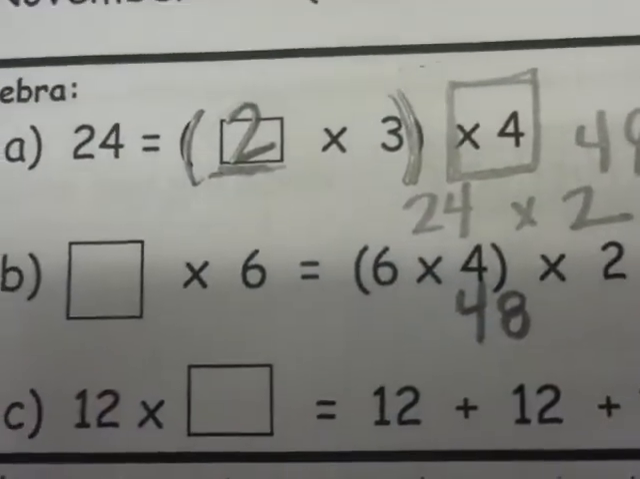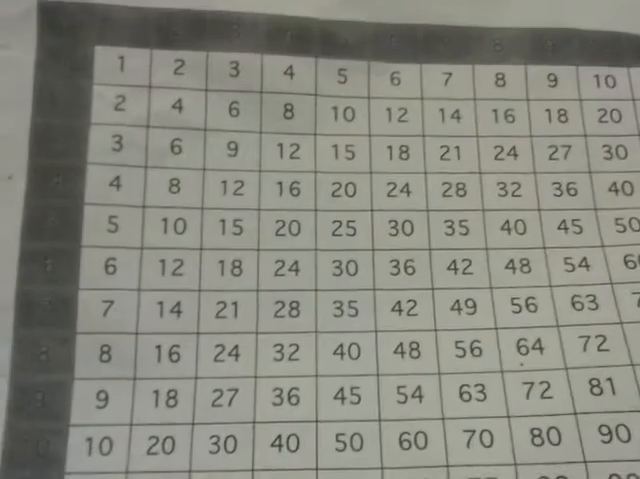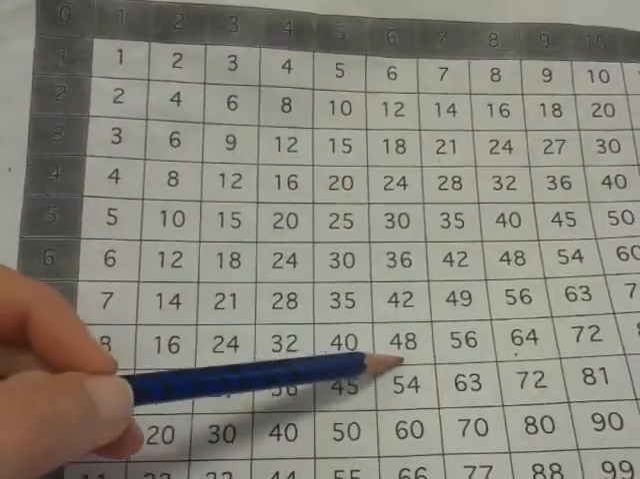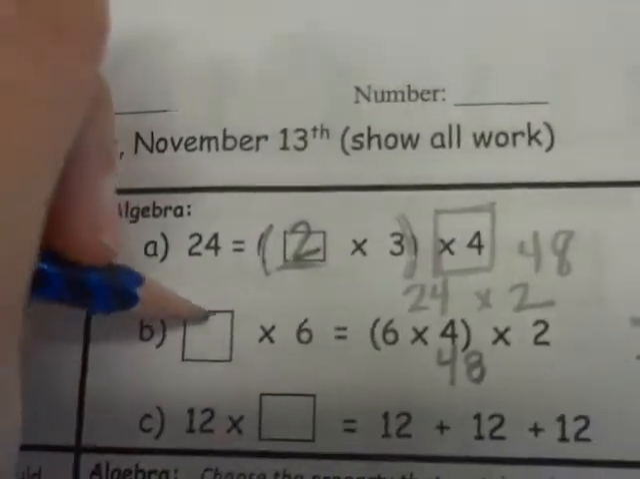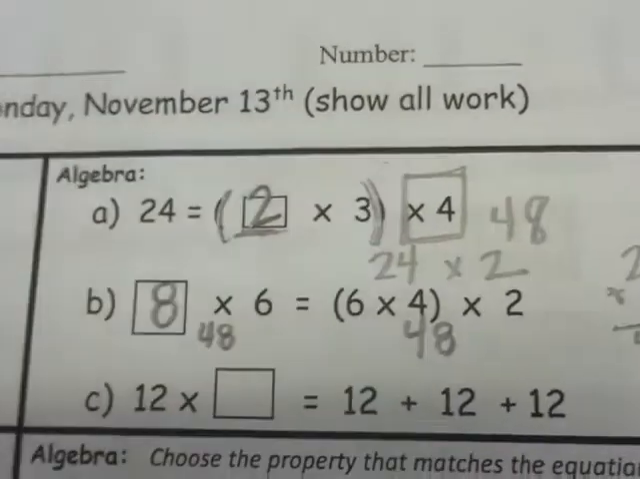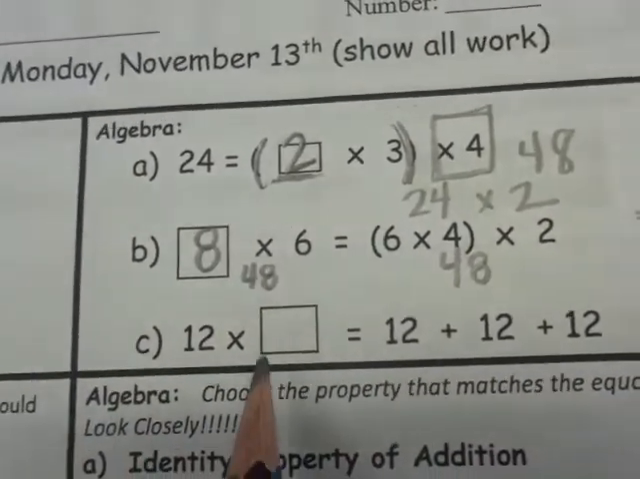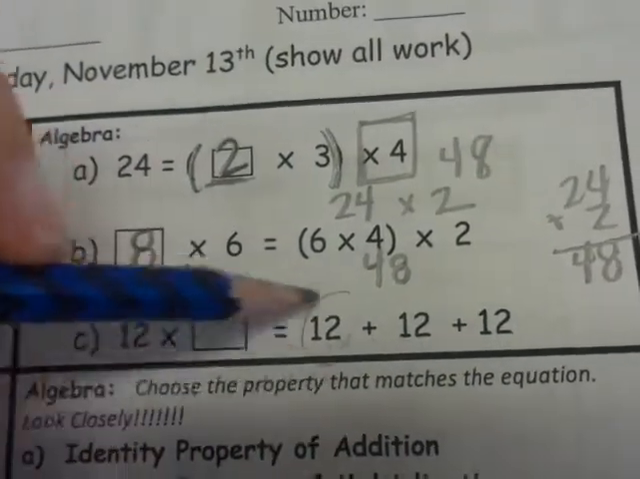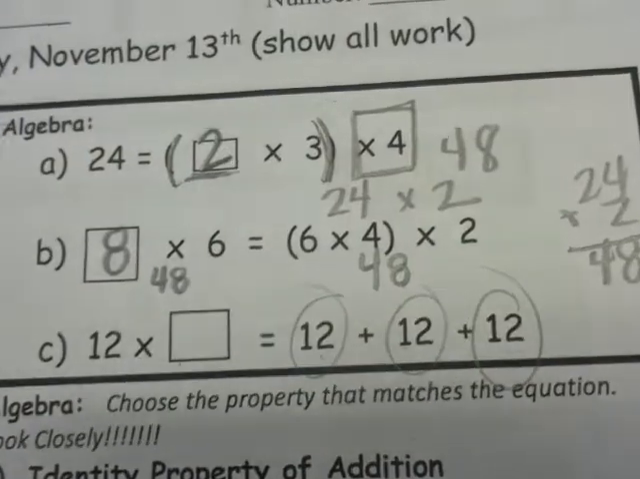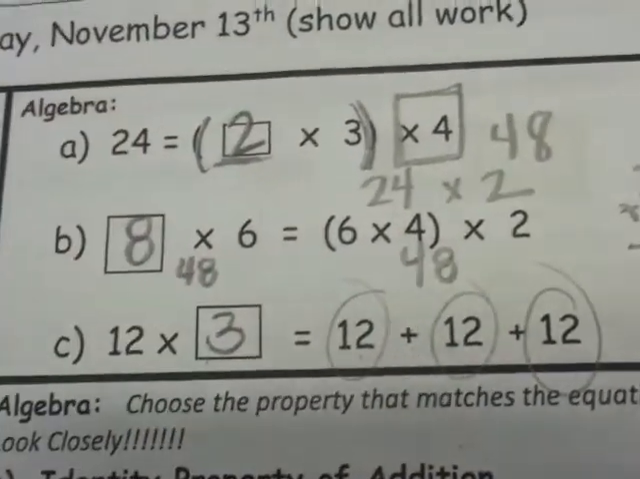So I have to figure out what times 6 is going to give me 48. Well, if I don't know it off the top of my head, I can use my multiplication chart, go down my 6's so I get to 48, and my other factor is 8. So what goes in that blank is 8, because when I multiply 6 times 8, I get 48. The next side. 12 times blank equals 12 plus 12 plus 12. Well, I know repeated addition equals multiplication. So 12 repeated 3 times equals 12 times 3.